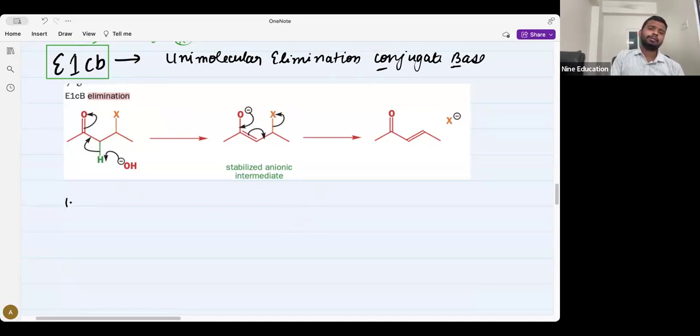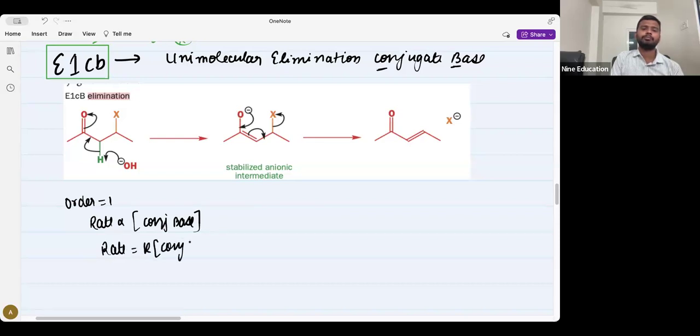So see, in this reaction also order is always 1. Rate is directly proportional to concentration of conjugate base. Or rate I can write is equals to K times rate constant, conjugate base.